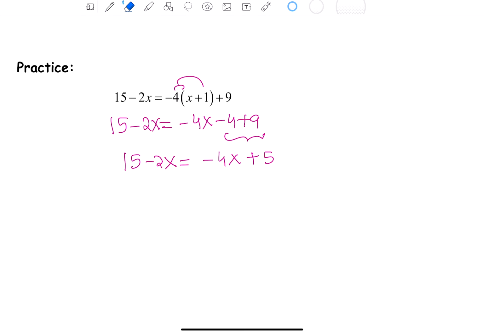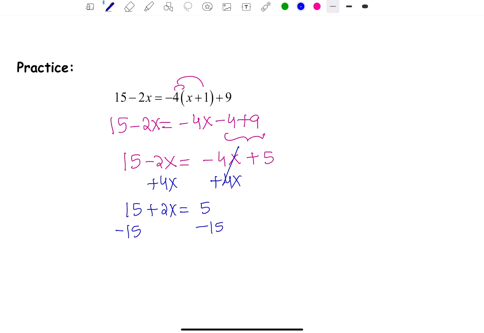It's nice to keep my variable positive, so I'm actually going to add 4x to both sides. That way my variable remains positive. 4x minus 2x is 2x equals, on the other side I'm left with the 5, because negative 4x plus 4x turns out to be 0. Lastly, I'm going to isolate the variable by bringing the constant numbers to the other side. Divide both sides by 2. 10 divided by 2 is 5. So x equals 5 is a solution.